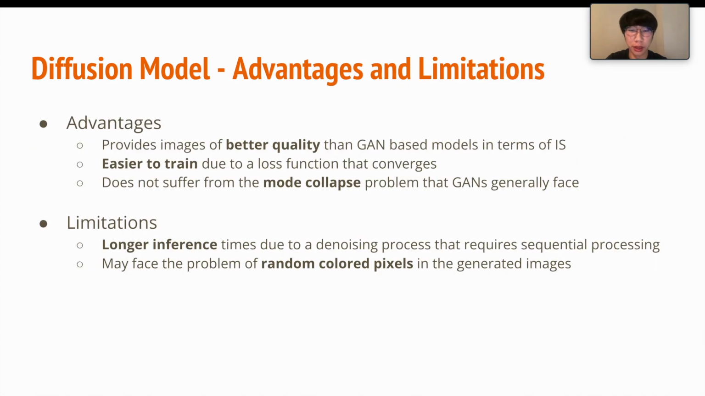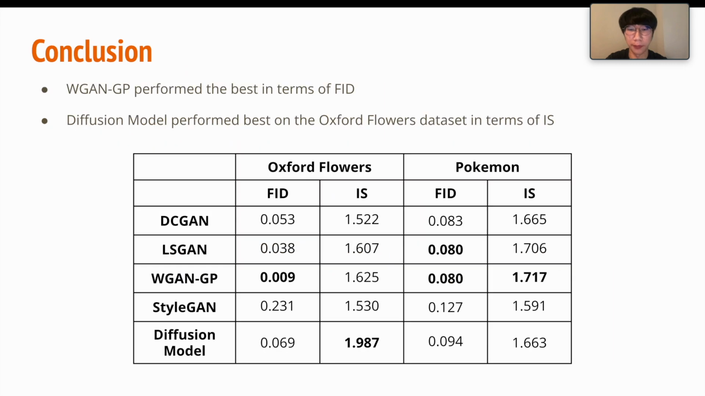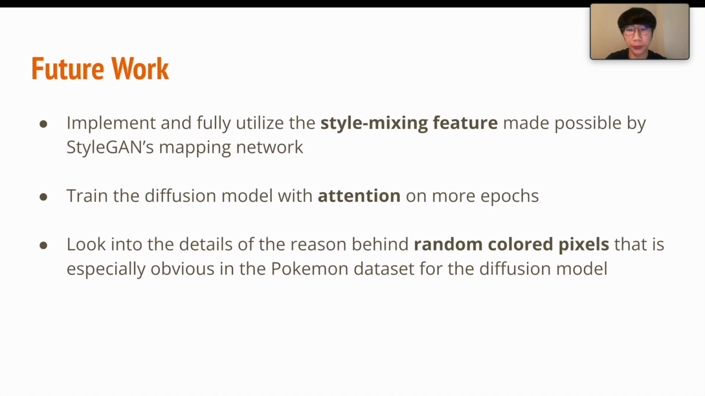Diffusion models generate images of better quality, are easier to train, and do not suffer from the mode collapse problem. However, they take longer inference times and may generate some random color pixels. In conclusion, WGAN-GP performed the best in terms of FID, and the diffusion model performed best on the Oxford Flower dataset in terms of IS.